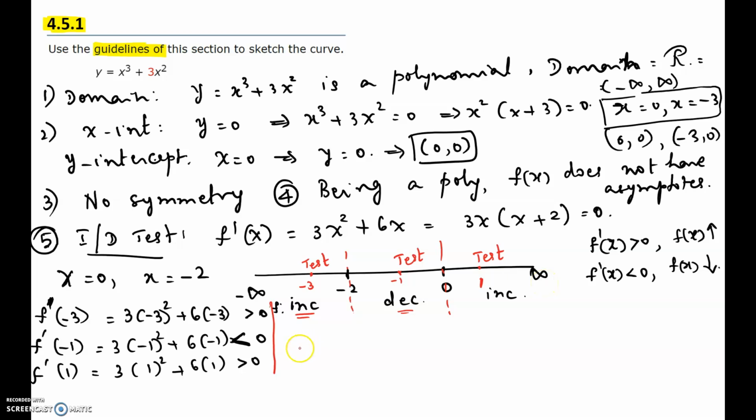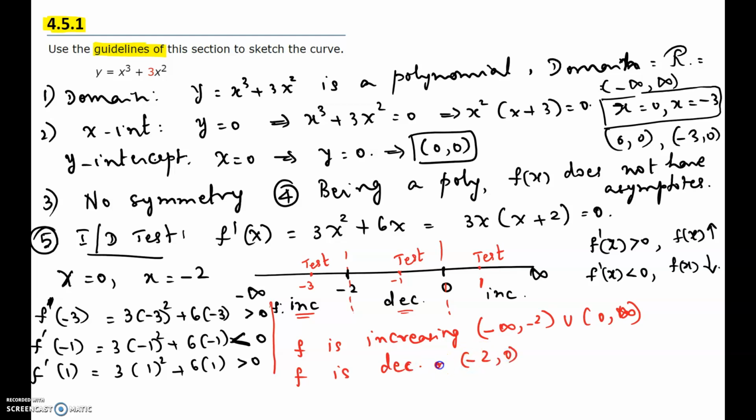We write f is increasing on negative infinity to negative 2 union 0 through infinity. Then f is decreasing on the interval negative 2 to 0.